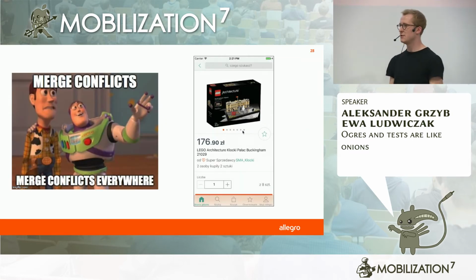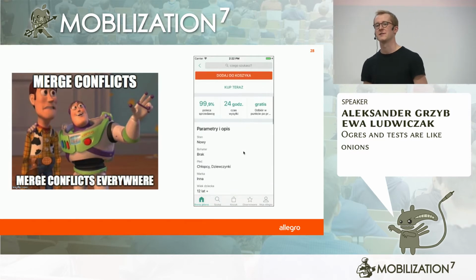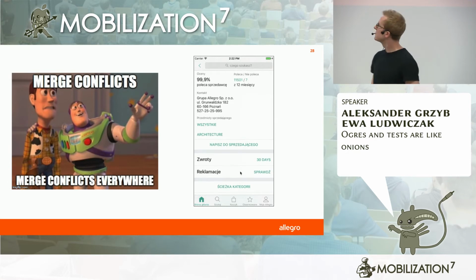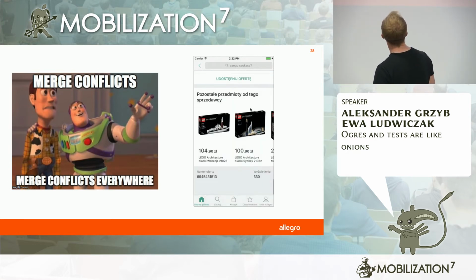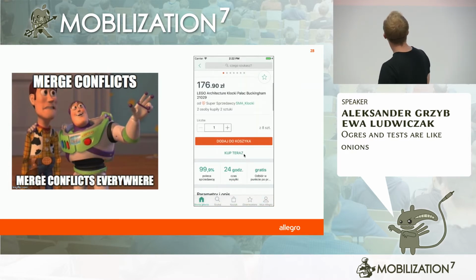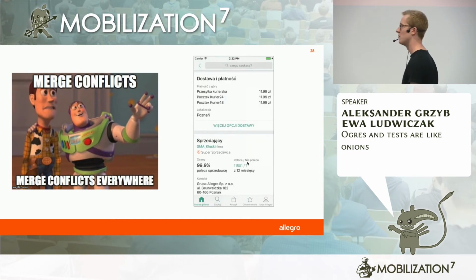Since we started using the Facebook Snapshot Test Case library, we hit two major technical problems. The first one was merge conflicts. As you can see on the right, this is the view controller that shows the item page where the user can buy this item. And as you can see, this view controller is pretty big.